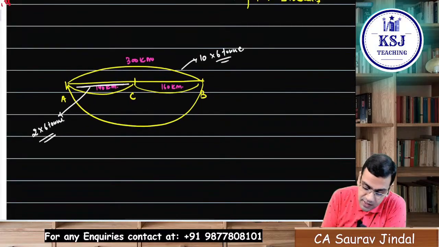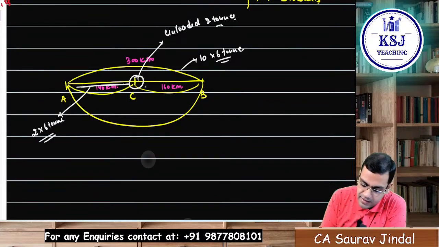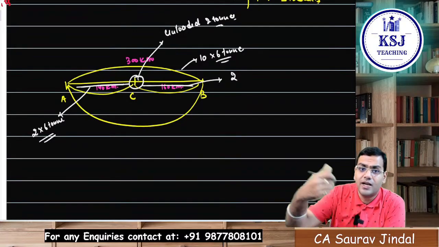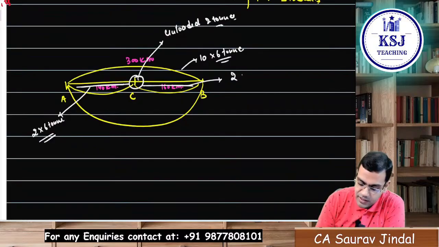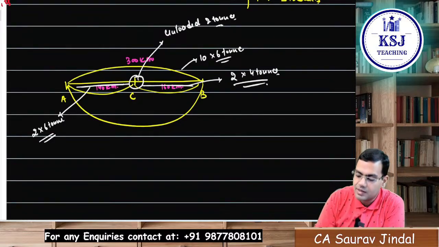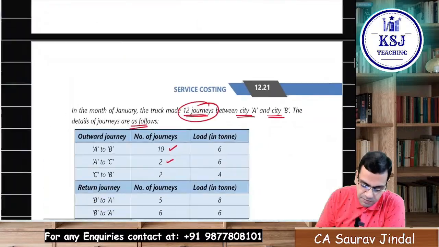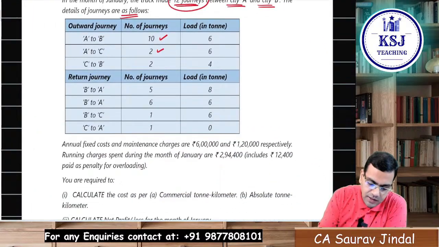That means here at station C, it unloaded 2 tons, right? Then traveled from C to B. For these two journeys itself, this is not an additional journey, right? For these two journeys, it is traveling with 4 tons. Clear? This is all about the outward journey of that truck for a particular month. Now, what happened with the return journey, sir?